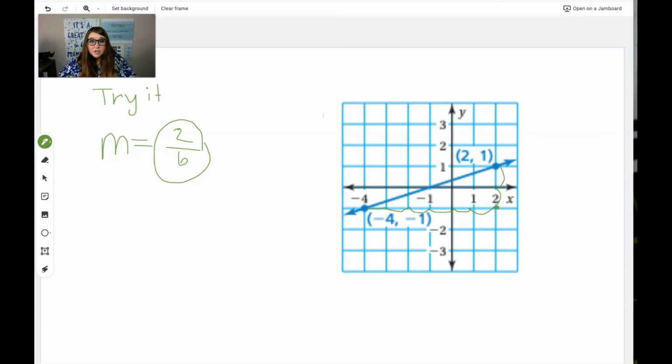So I could go up 1 and over 3, 1, 2, 3, and I'm still on the line. So this is a solution. Up 1 over 3, boom, I'm still there as a solution. So you can also simplify your fractions, or the rise and run.